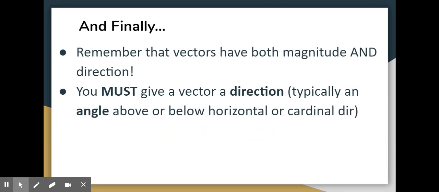Okay, finally, let's remember that vectors have both a magnitude and a direction. You have to give a vector a direction in every problem. Typically, this would be a positive or a negative symbol, and often we have an angle above or below the horizon, or to the right or left of the vertical, or you might even have a cardinal direction like north, south, east, west, left, right, up, down. So we have to have some direction when we have a vector. And if there's an angle, you need to include the angle, and you have to find it.